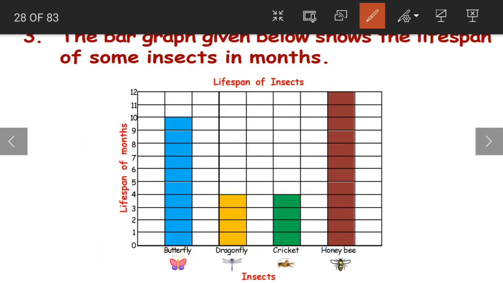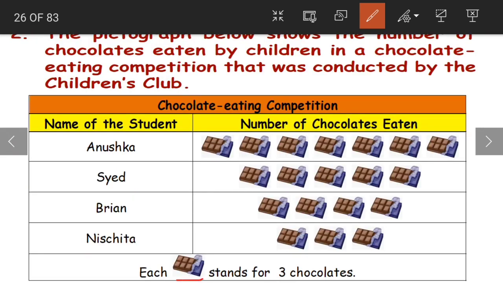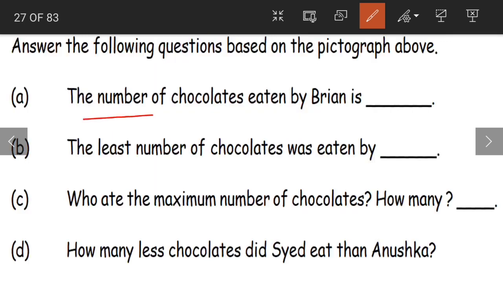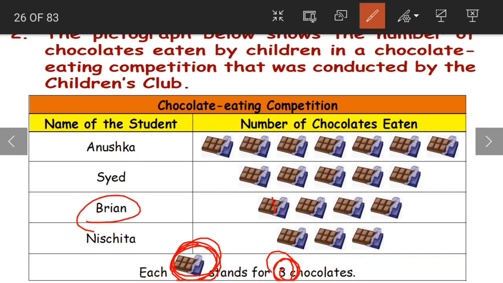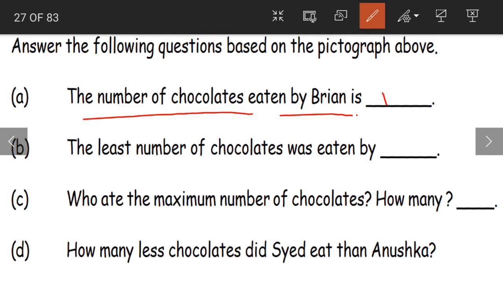Yes. Now coming to the next list. Again this is also a list, children, like a pictograph. And the important thing here is that one chocolate picture stands for 3 chocolates. Now the number of chocolates eaten by Brian? It is shown as 4 chocolates. But in actuality, 1 represents 3, so we have to multiply by 3. 4 into 3, 12. So the number of chocolates eaten by Brian is 12.